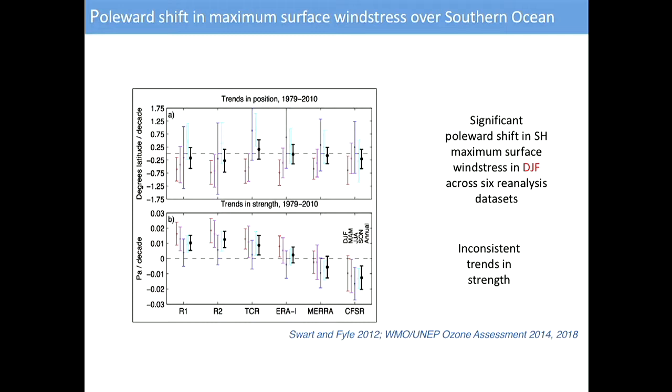So in all of the reanalyses, you get the strongest trends in the position in DJF, and they all are significant. Other seasons, particularly spring, are sort of not doing much. And trends in the strength are, some say positive and some say negative. So I think one thing to take away is that when we're thinking about these winds over the Southern Ocean, it's fairly robust across the reanalysis datasets and across that station-based SAM index that there have been trends in the position of the jet, but really inconsistent trends in strength.